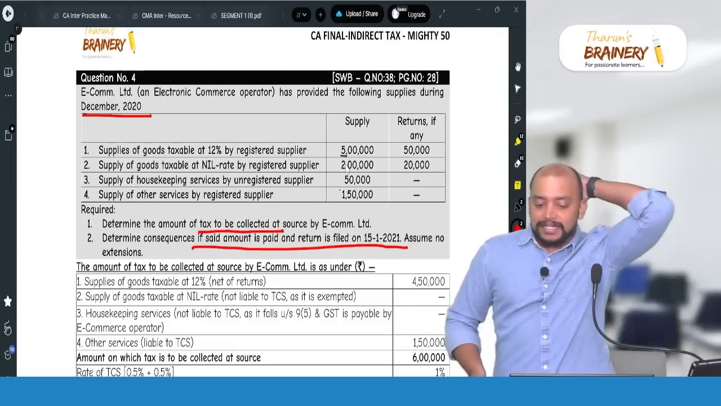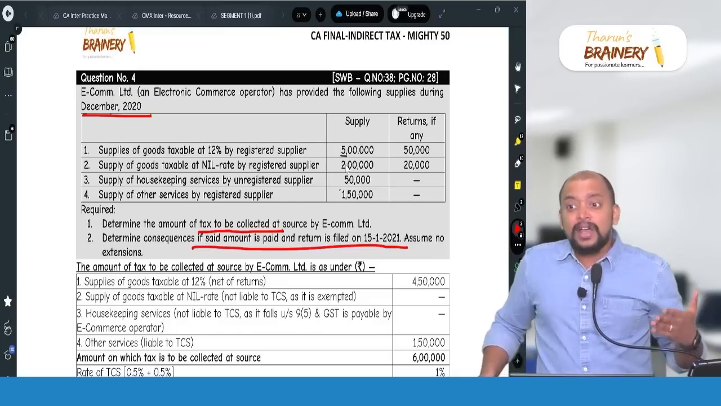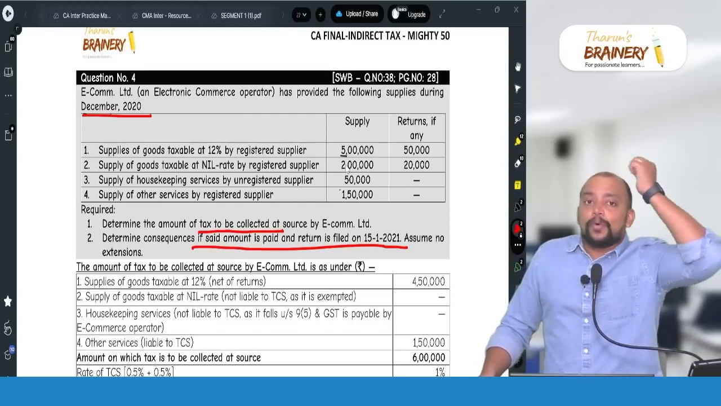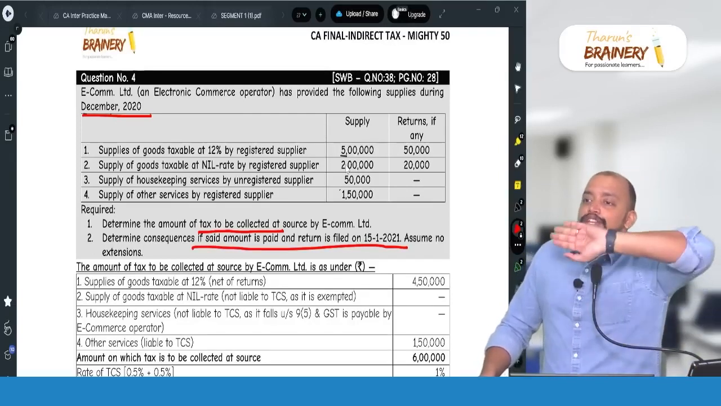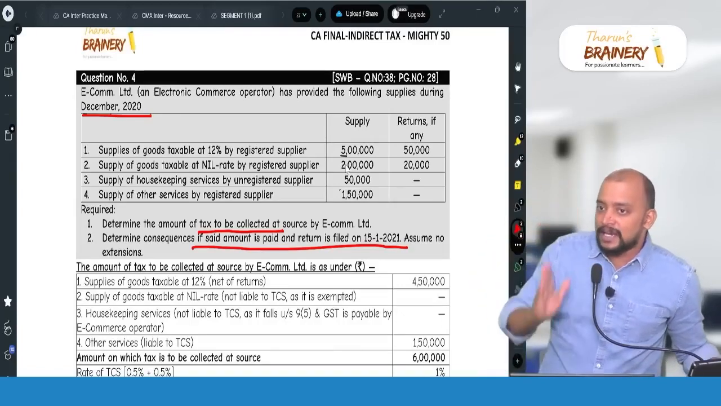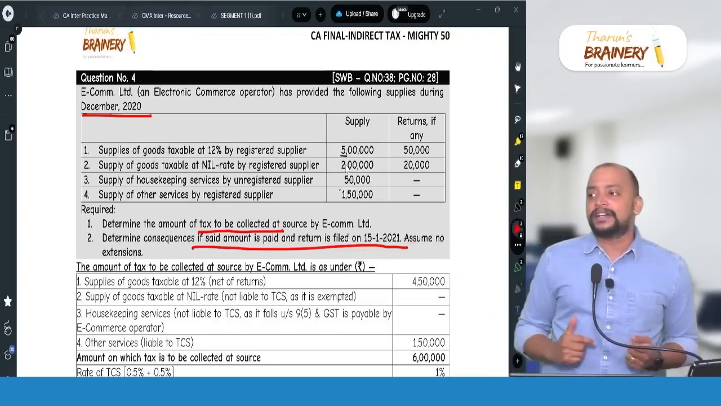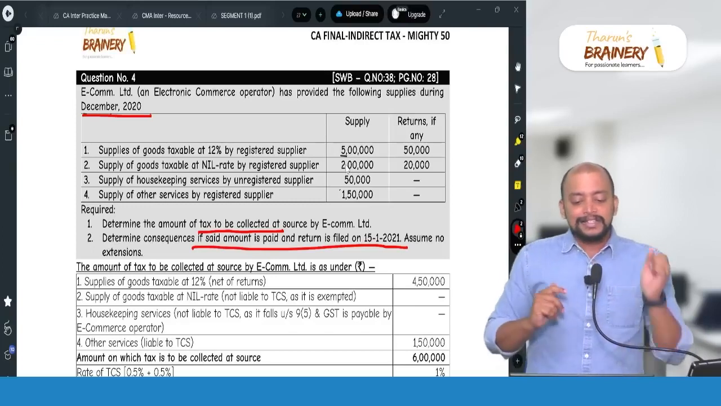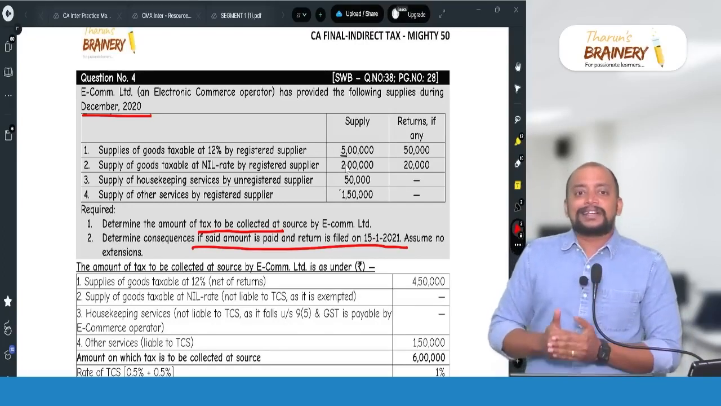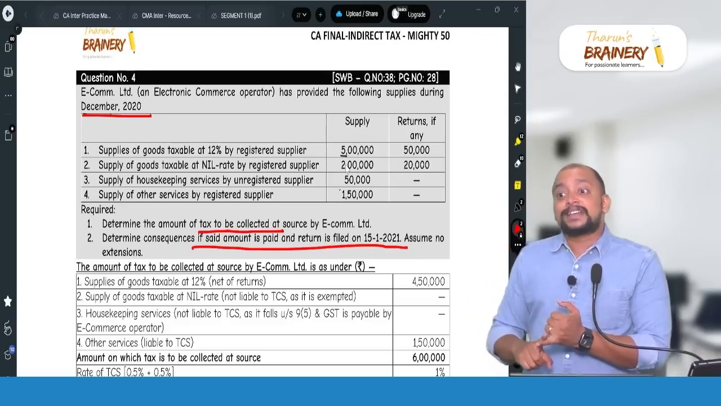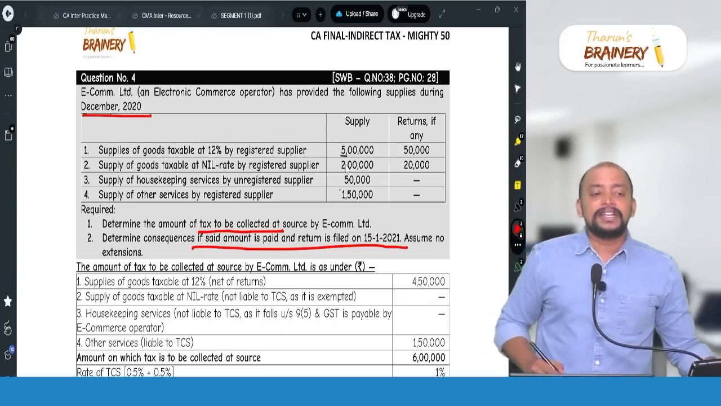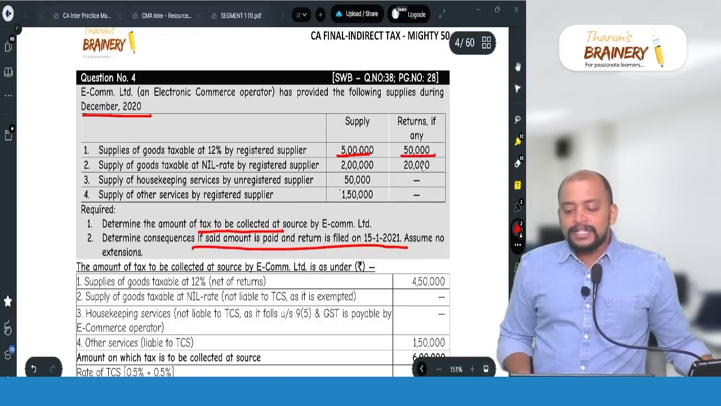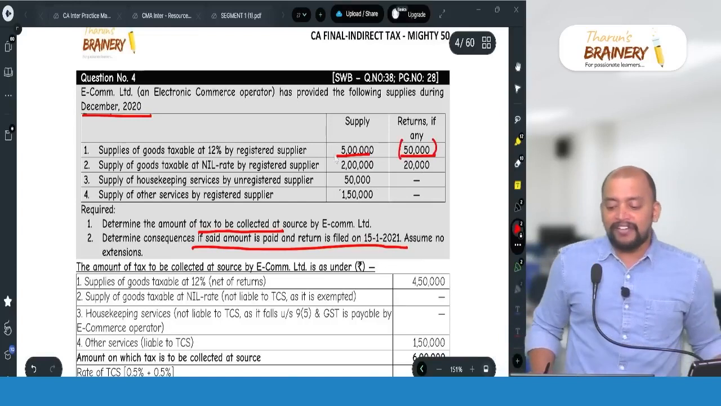Supply of goods taxable at 12% by a registered supplier. Is this the own goods of the e-commerce operator or goods belonging to some other person supplied through the e-commerce platform? Goods belonging to some other person supplied through the e-commerce platform. If the own goods of the e-commerce operator are supplied through their platform, there is no TCS liability. TCS liability will arise where there are supplies through the e-commerce operator. When it is regarded as supplies through the e-commerce operator, the supplier and the e-commerce operator are different persons. So in this case, supply of goods taxable at 12% by a registered supplier will attract TCS, because the goods are taxable and the supplier is a registered person. So TCS is payable. However, TCS is computed on the net value of taxable supplies. While computing the net value of taxable supplies, we need to reduce the returns. So sales returns need to be reduced. So 5 lakhs minus 50,000.